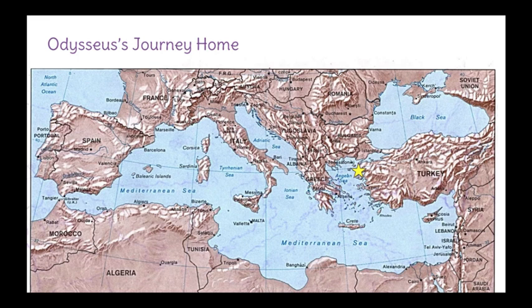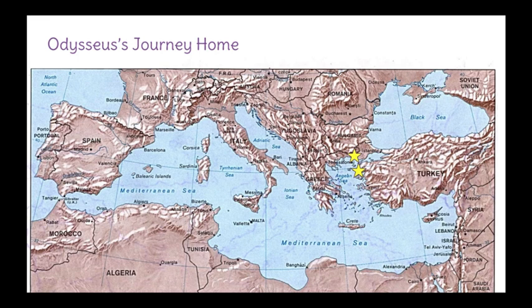Odysseus's goal is to return home to his family and kingdom in Ithaca. Looking at the map, this should be a relatively short trip, yet it will take Odysseus 10 long years to complete his journey. After leaving Troy, he and his men make their first stop on the border of modern-day Greece and Istanbul. Let's look at the map to see some of the other stops Odysseus made on his journey home.